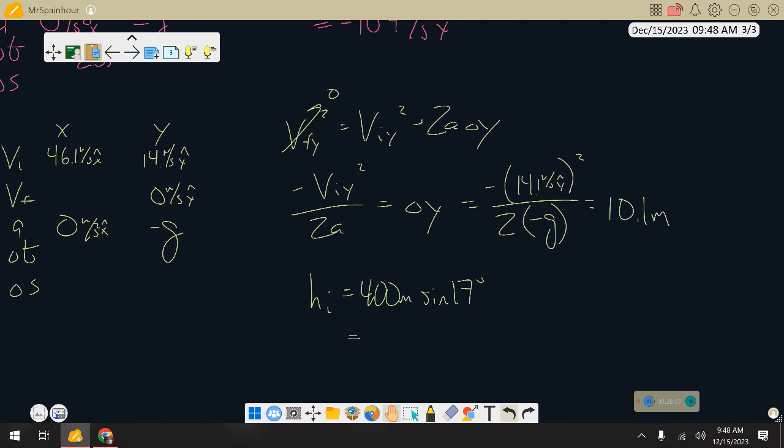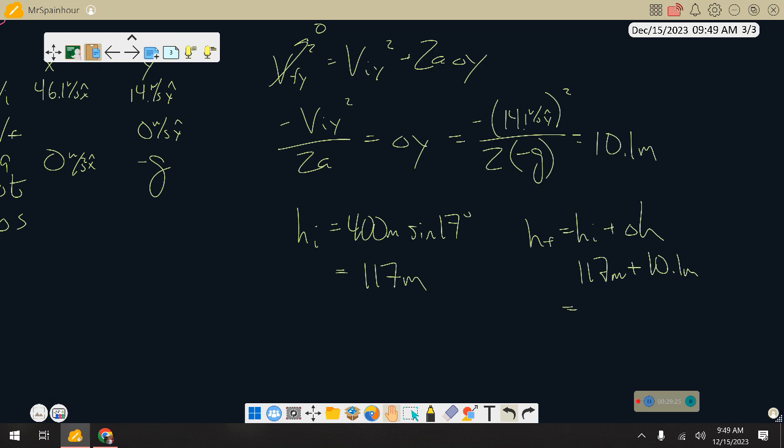This is where most of the height's coming from, isn't it? 117. So if we want an equation for the answer, the height final is equal to the height initial plus the change in y, or if you prefer, the change in height. Height initial is 117 plus the change in height is 10.1 meters. If I do appropriate sig fig stuff, I should actually drop the decimal, so it's 127. Or if you said 127.1, dealer's choice.